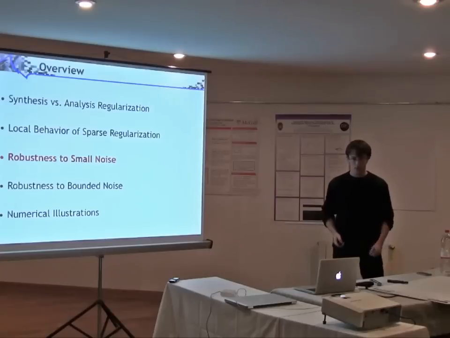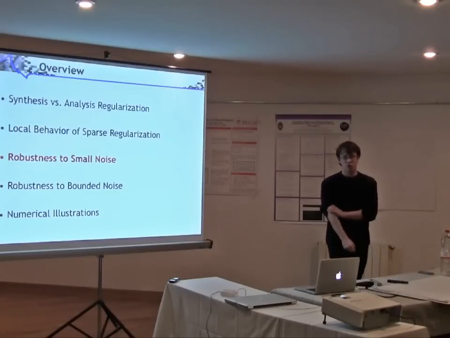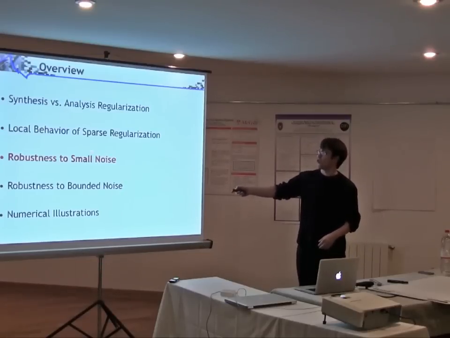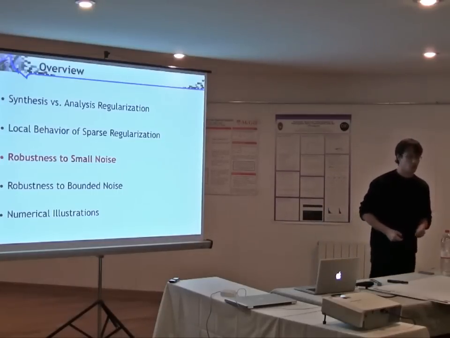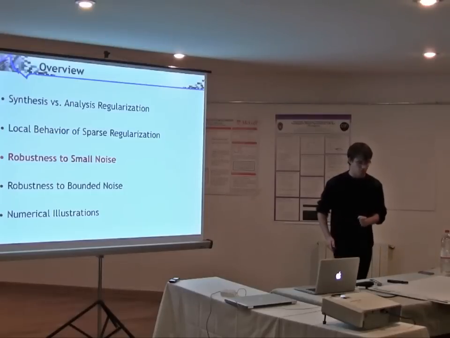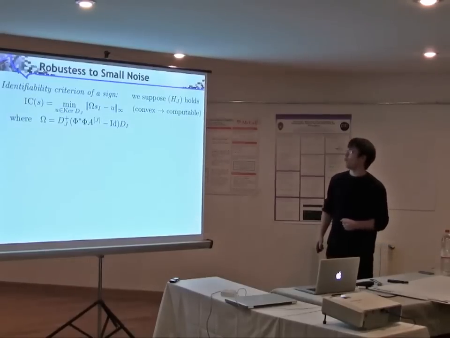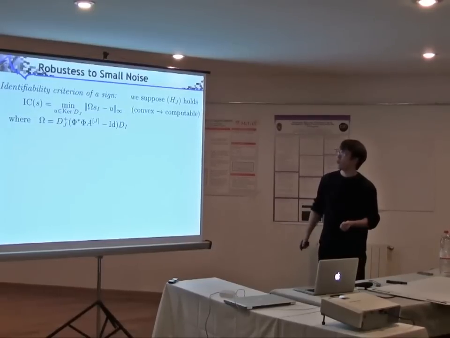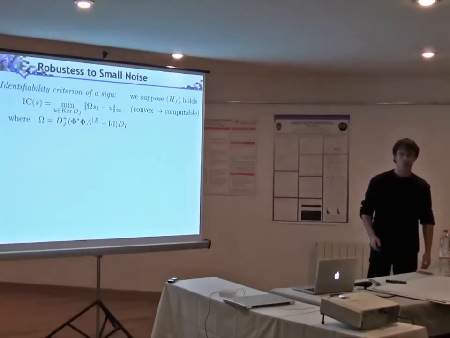Okay? So now I want to move to more complicated settings where I don't want only to control the local behavior, but I want to have some kind of robustness to small noise. So of course it's very much related to this, because when you want robustness to small noise, you want in some sense some kind of Lipschitz condition on the mapping, but there's some difficulty here to stress. So for this, I will introduce my criterion, which I call IC for identifiability criterion. So we will see in the proof why this naturally appears here.